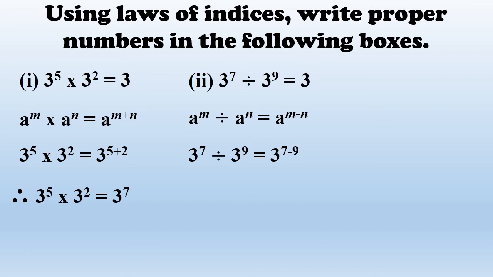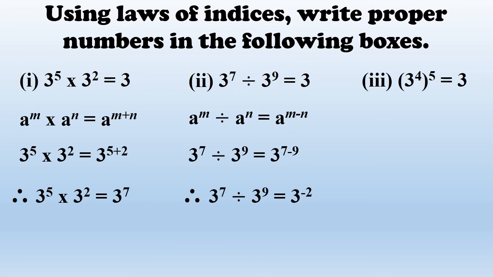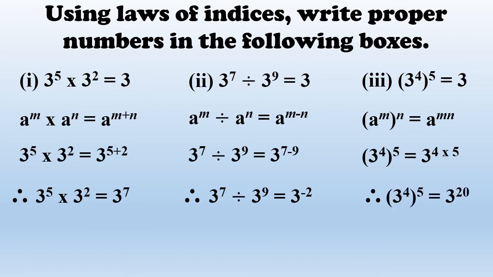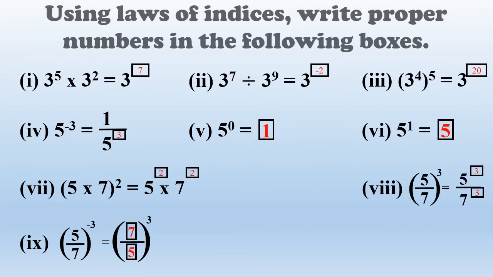In the third sum, we will use the law where there is only one base and 2 indices. So, as per the law, we multiply both the indices, that is 5 and 4, which will give us 20. Therefore, the answer here is 3 raised to 20. Similarly, the remaining sums can also be solved using the same laws of indices.